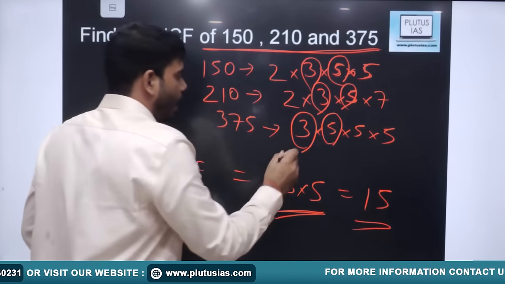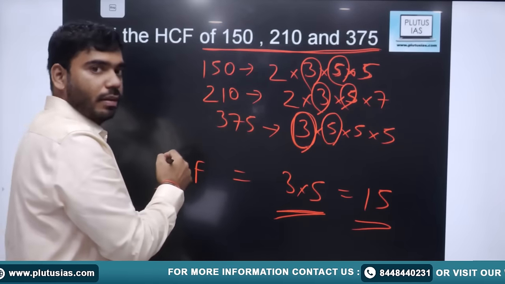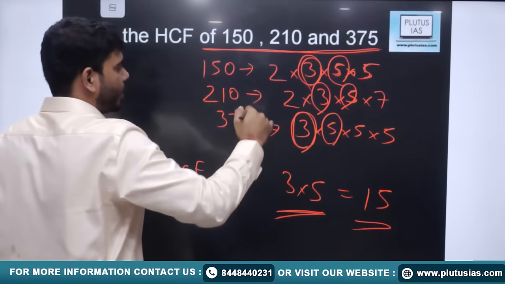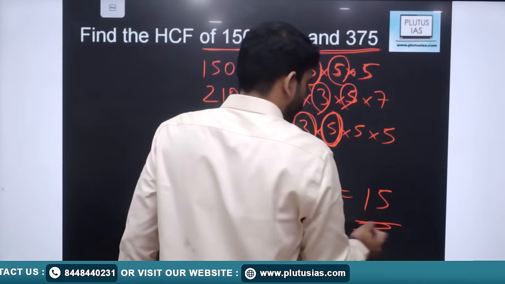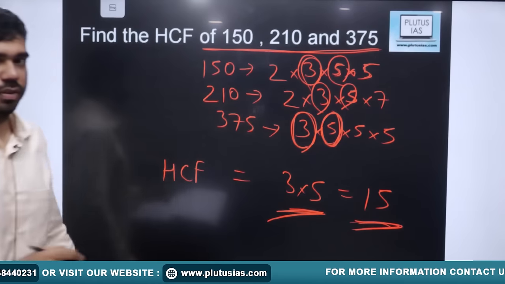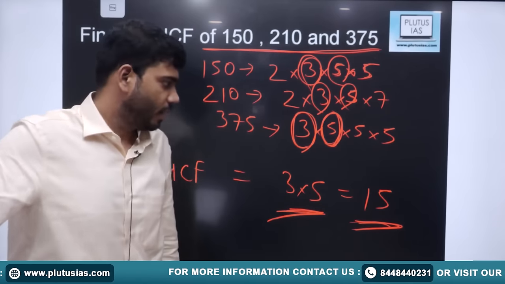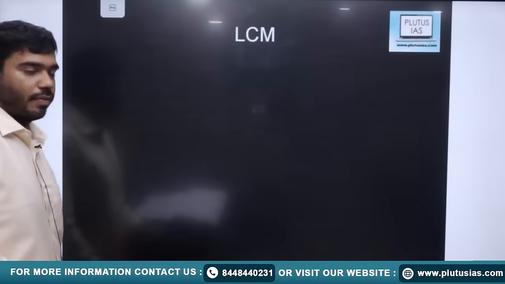Then we have taken the common factors. In all three prime factorizations, 3 and 5 are the common factors, 3 and 5, right? So this is our HCF, 3 into 5. Because we have only two factors, multiplying them we will get 15, which is our HCF. I hope HCF is clear.